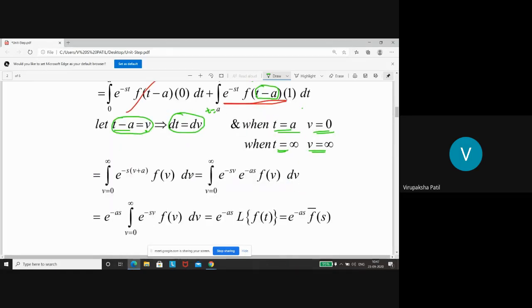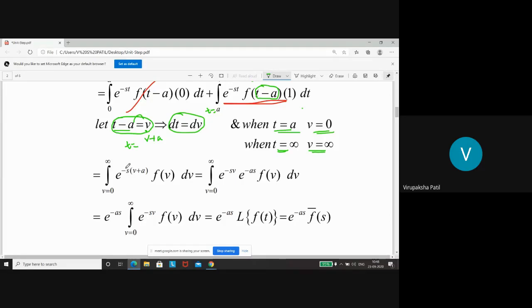Substituting all these in this part, what will we get? Integration v equal to 0 to infinity e to the power minus st. Since t minus a is v, you have to express t in terms of v. So t is equal to v plus a from the substitution. I will substitute the t value here: e to the power minus s into v plus a, then f of v, and dt is dv.